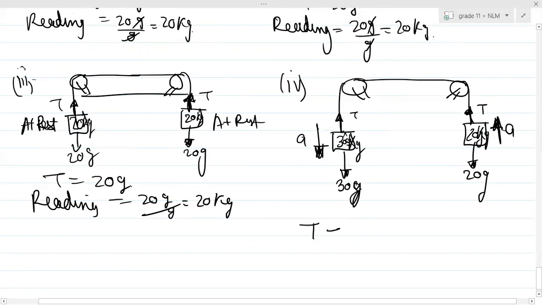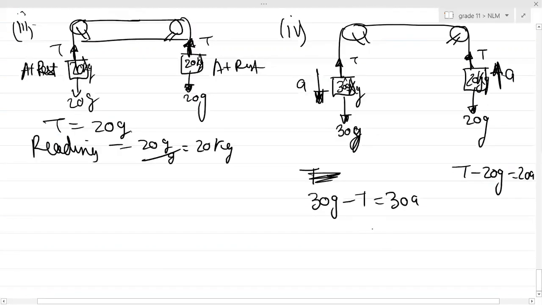T minus 20g is equal to 20a, and 30g minus T is equal to 30a. When I add both of them, I get... I don't want to find out a now. So let's do something. Let's multiply this equation by 3 and this equation by 2. When I multiply them, what will happen?